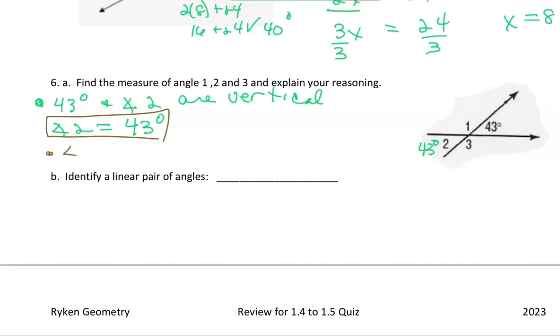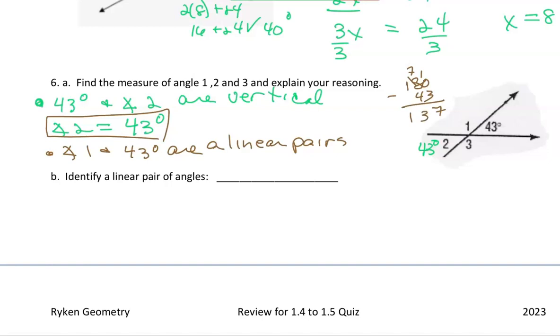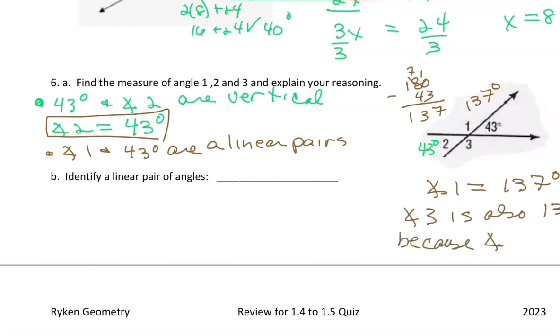I can say that angle 1 and the 43-degree angle are a linear pair. Linear pairs sum to 180. So over here I'm going to say 180 minus 43. That's going to give me, this is 7. 10 minus 3 is 7. 7 minus 4 is 3. And bring the 1 down. So that's going to mean that angle 1 is 137. Okay? So I'm going to write this down here. Angle 1 equals 137. And then angle 3 is also 137 because angle 1 and angle 3 are vertical.